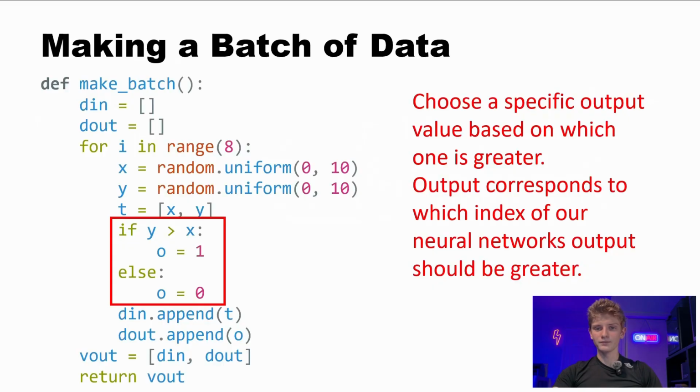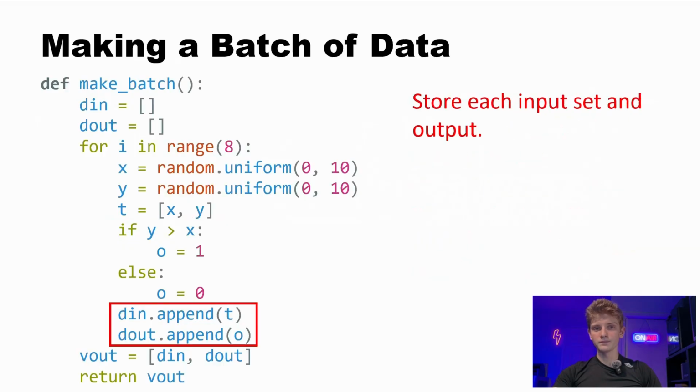What do I mean by this? Well, let's say that y is in fact greater than x. From what I said earlier, our neural network then should output a value for our second output that is greater than the first output, right? And the second output will have an index of 1. So here, that's why our expected output is 1. If x is greater or equal to y, then we expect the first output of our neural network to be greater. And the index of that is, in fact, 0.